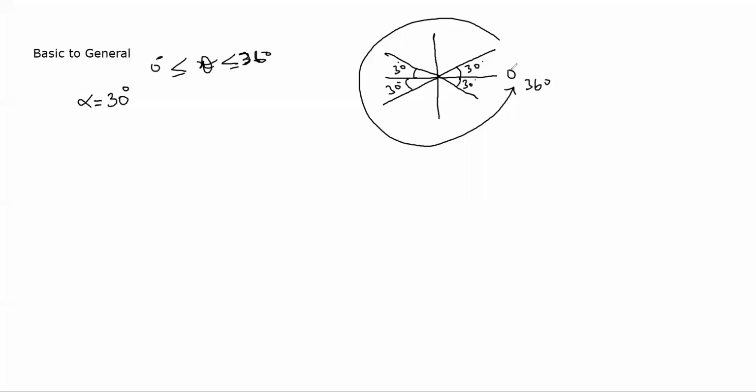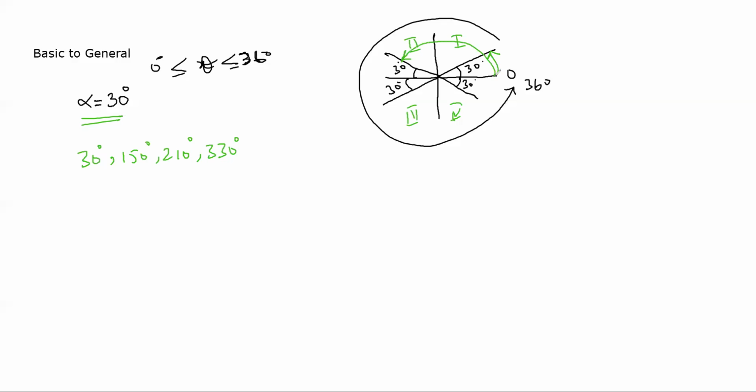Obviously, going from 0 to 360 degrees is one complete revolution, and on the way there are four quadrants, okay? The first quadrant, the second quadrant, the third quadrant, and the fourth quadrant. So if your basic angle is 30 degrees, then the general angles are going to be 30 degrees, 150 degrees, 210 degrees, and 330 degrees. In your first quadrant, the basic and the general angles are always the same, okay?